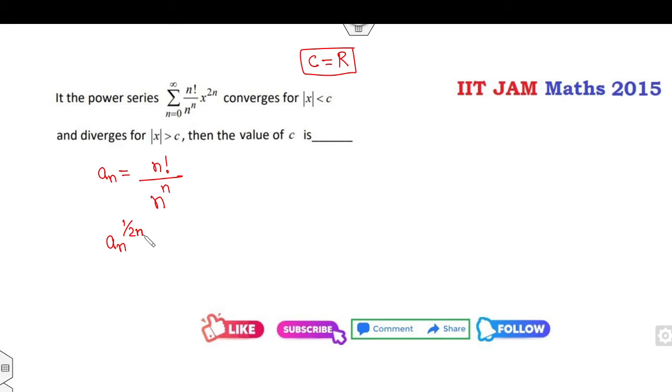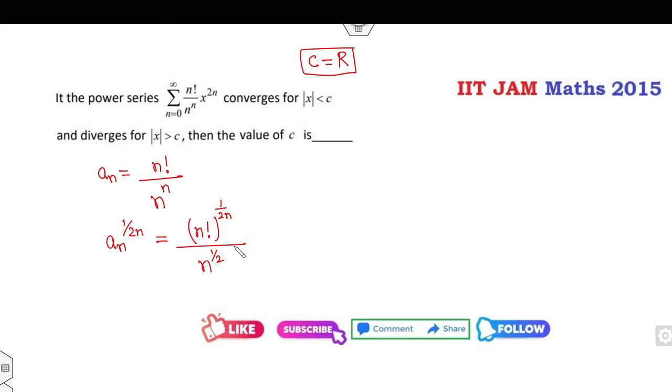You start with 1 over 2n. So it will be (n factorial) raised to the power 1 over 2n divided by n raised to the power 1 over 2. Fine. Is it okay? If you take it, it is 1 over 2. Now clearly say what will happen.